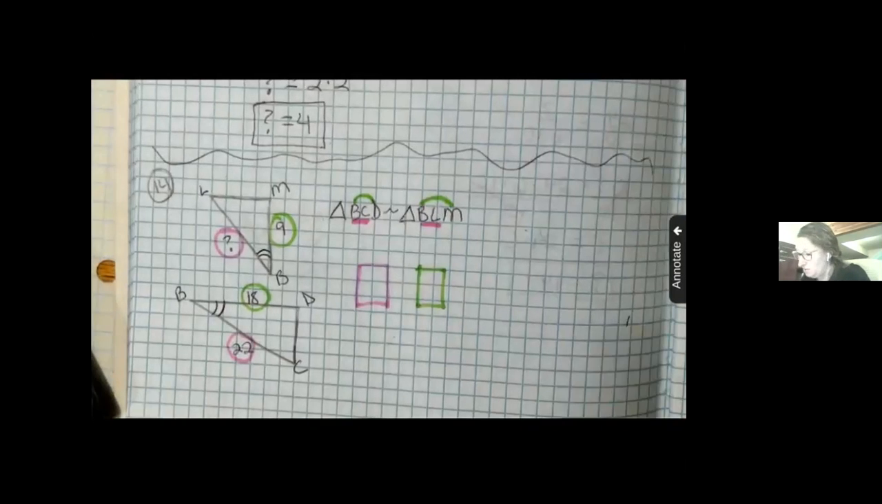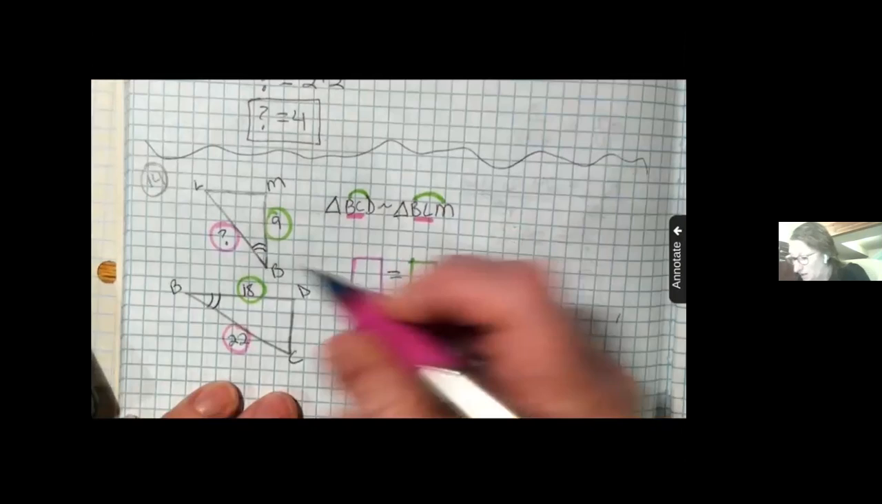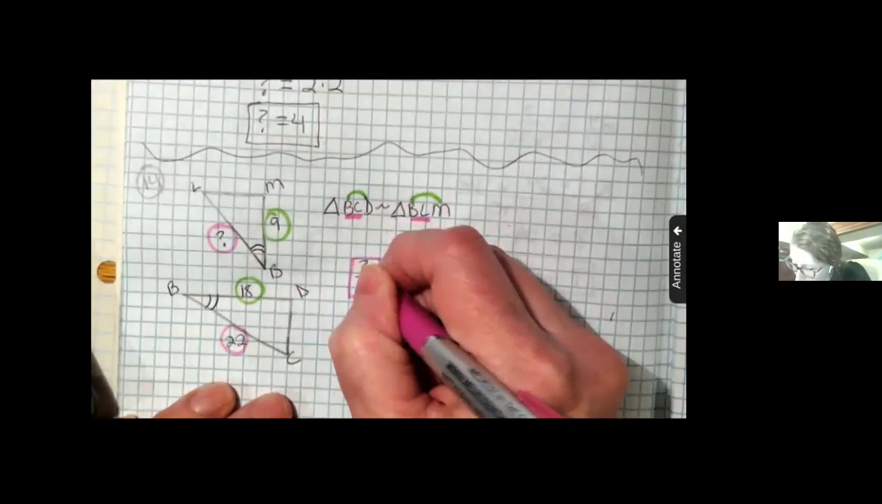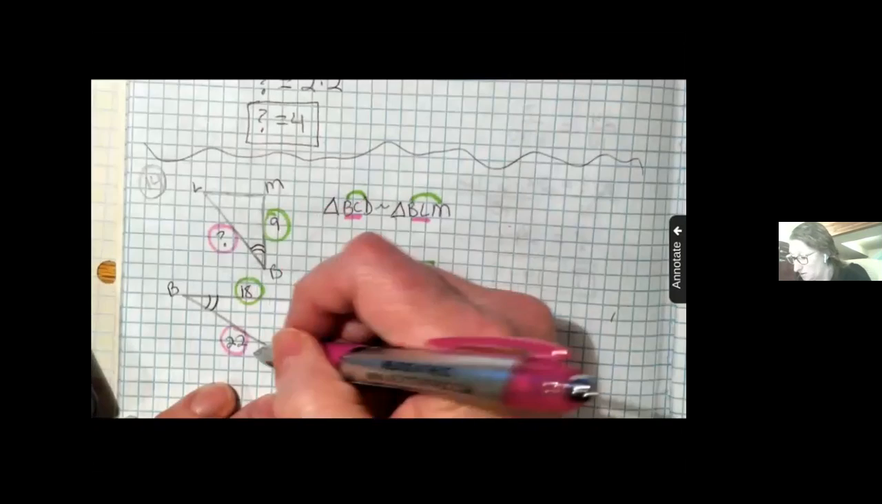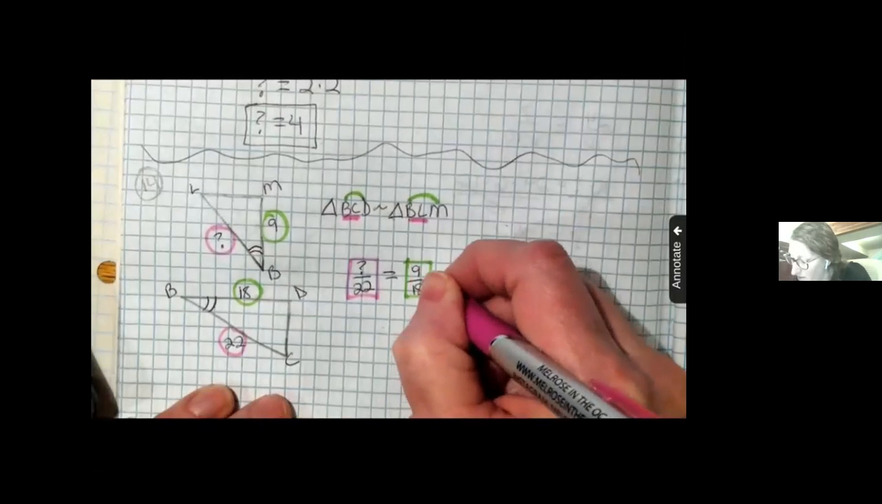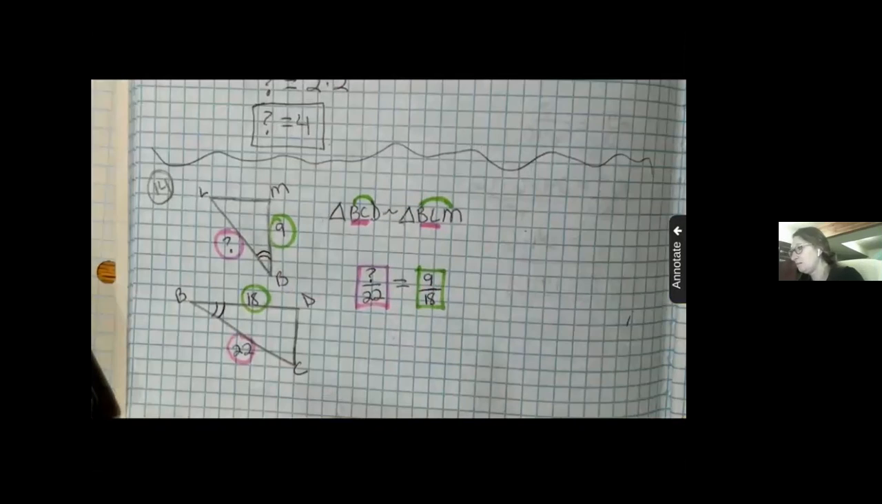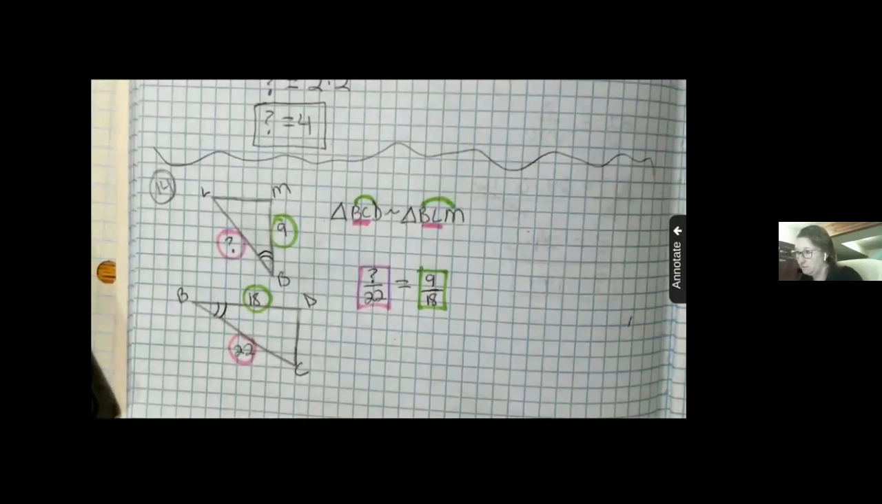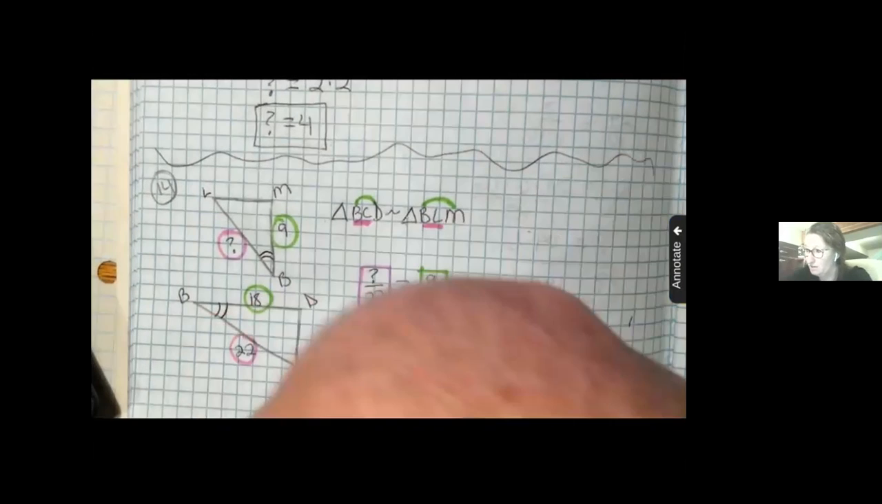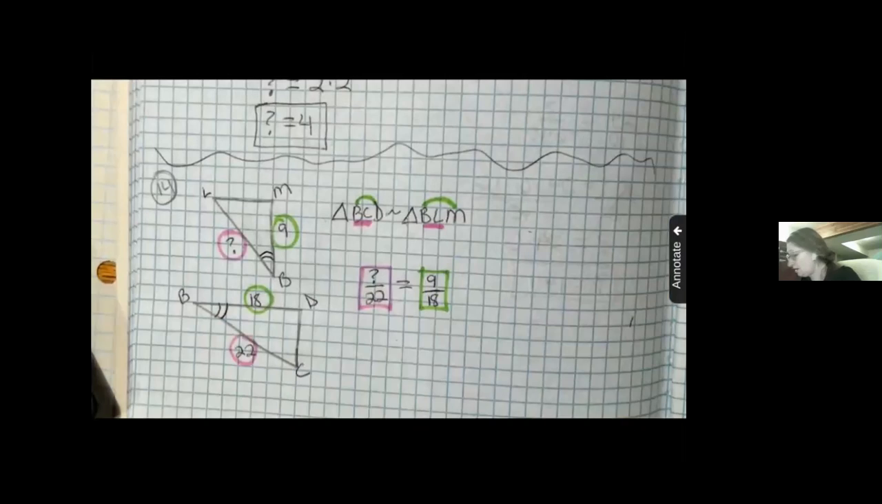All right. So I want pink to pink. So I'm going to start top to bottom. Question mark to 22. Now I did top to bottom, so I'm going to do top to bottom again. 9 to 18. Now notice how, as long as I did my colors, I didn't have to reorient the triangle. It didn't matter. Otherwise, you'd have to flip it and rotate it. And that's crazy. I just don't have time for that.